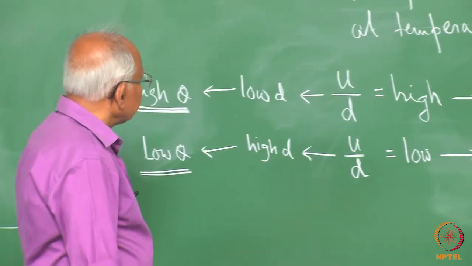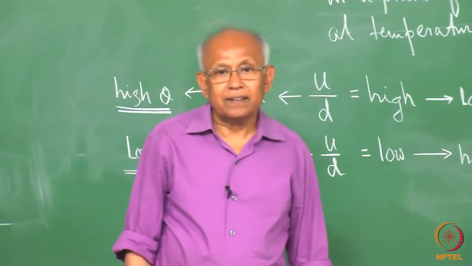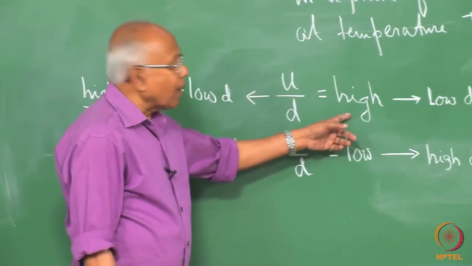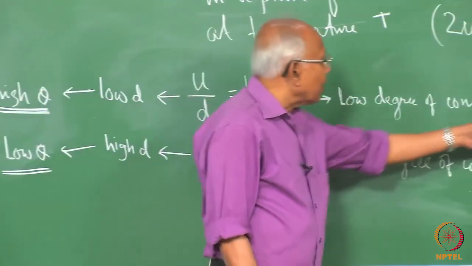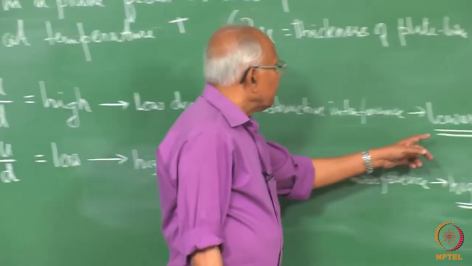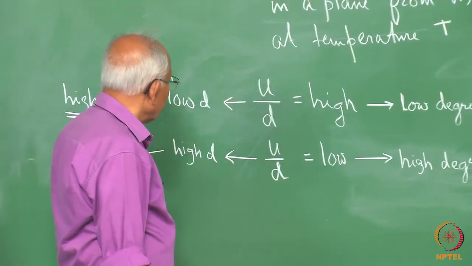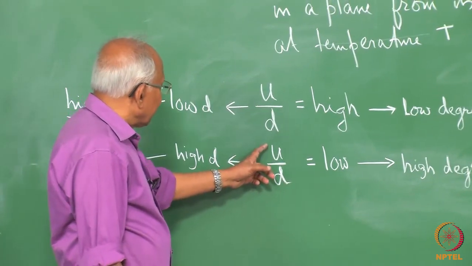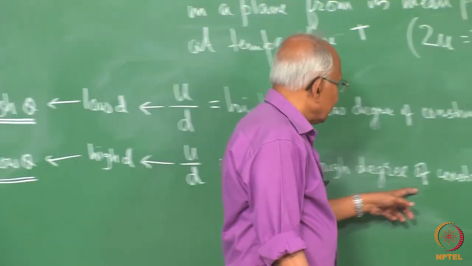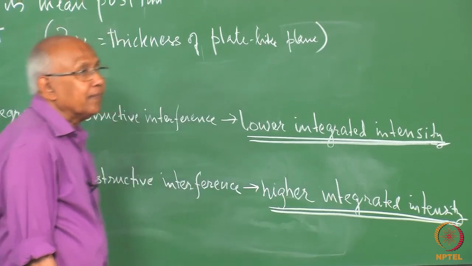Say for example, if u divided by d, where d is the interplanar distance of the plane that I am considering here, is very high, then what will happen? The degree of constructive interference will be low. As a result, there will be lower integrated intensity in this particular case. On the other hand, if the ratio u by d is low, that will mean a high degree of constructive interference of the diffracted rays, which will mean higher integrated intensity.